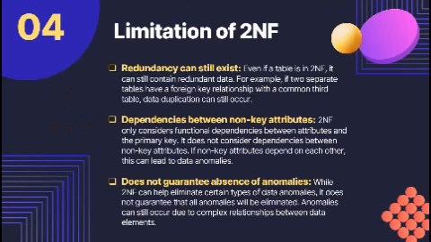Now, limitations of 2NF. Redundancy can still exist. Even if the table is in 2NF, it can still contain redundant data, for example, between attributes and the primary key. It does not consider dependency between non-key attributes. If non-key attributes depend on each other, this can lead to data anomalies. It does not guarantee absence of anomalies. While 2NF can help eliminate certain types of data anomalies, it does not guarantee that all anomalies will be eliminated. Anomalies can still occur due to complex relationships between data elements.